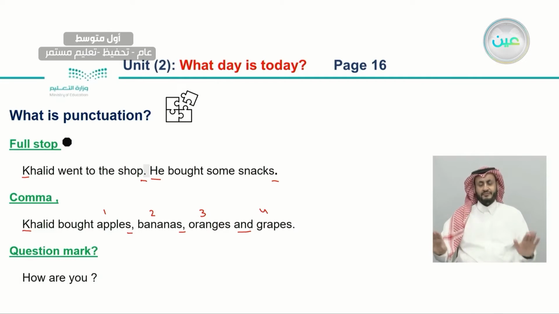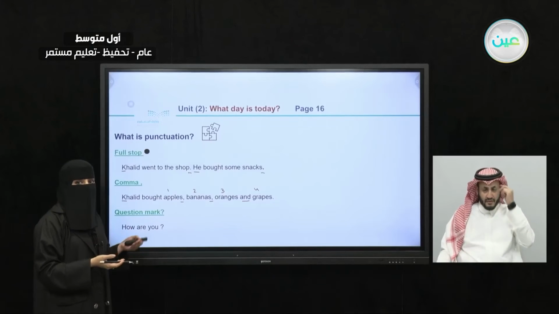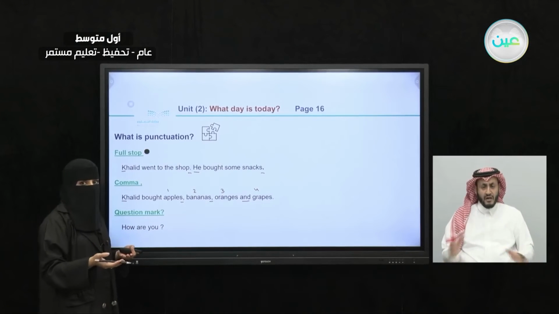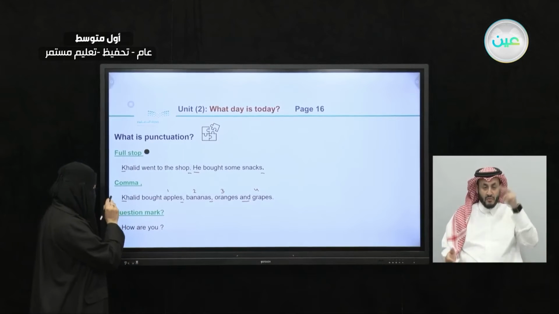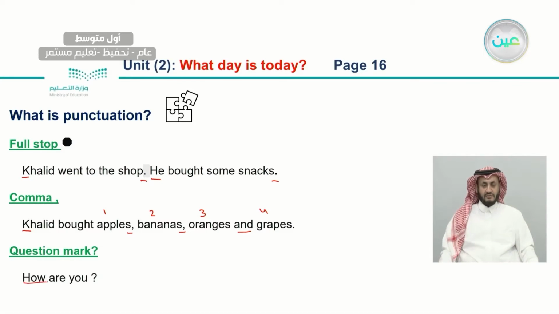Good job. Let's look at the question mark. Very simple. This is how to tell if the sentence is a statement or a question. And also we have another rule, the grammatical rule that we did before. How? We start with a question word, a WH question word, and then we start with the verb be, are, followed by the subject pronoun you, then a question mark. Okay? Good job.